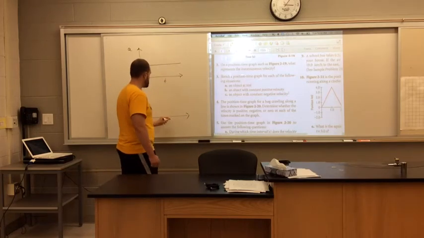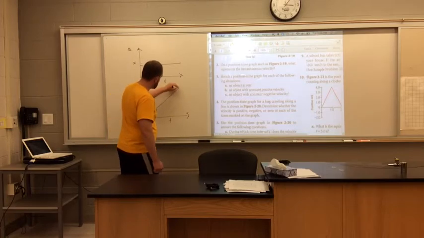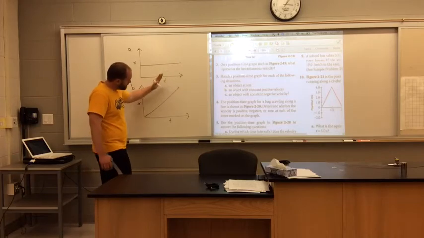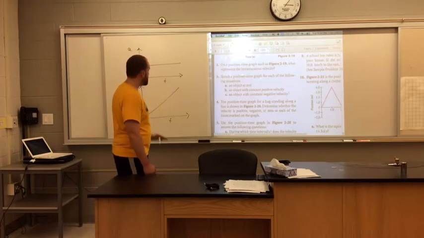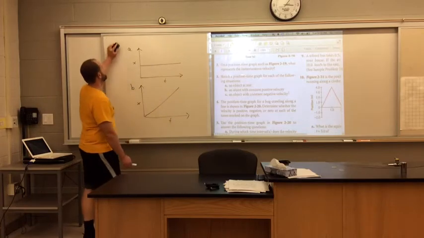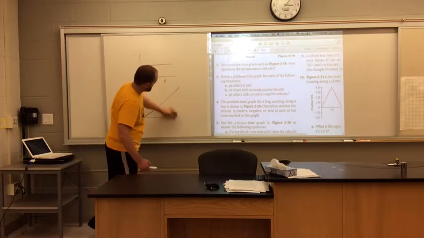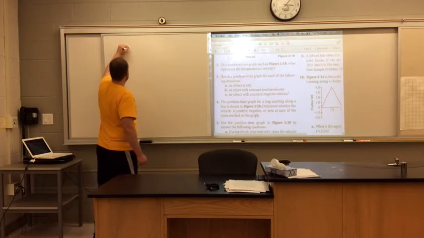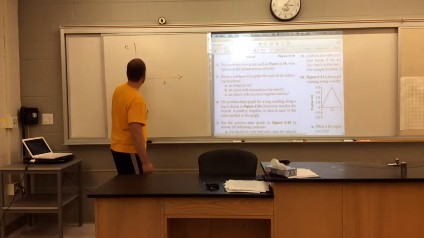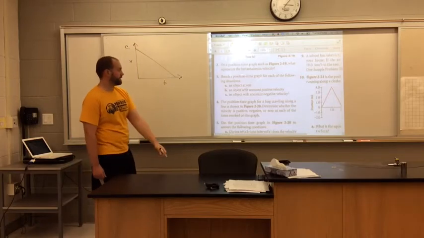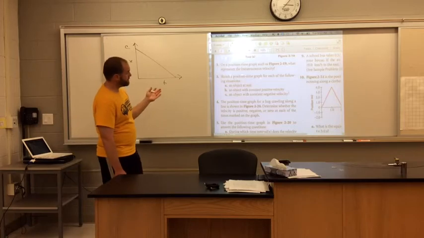B, an object with constant positive velocity would look like this. Time, position, there we go. A straight line going up. Doesn't matter if your line starts here, if your y-intercept is bumped up a bit. Either way, it's a straight line going up. Positive velocity, see the slope is positive. And then lastly, for C, constant negative velocity, here we go. Time, position, it looked like this. Doesn't matter, once again, where you start this. We just want to see if the slope is negative. So that is number 3.